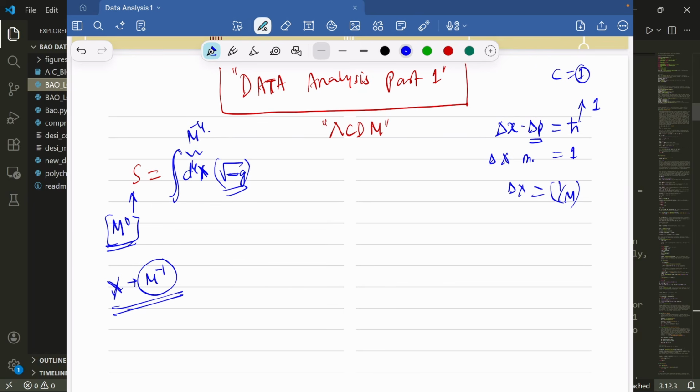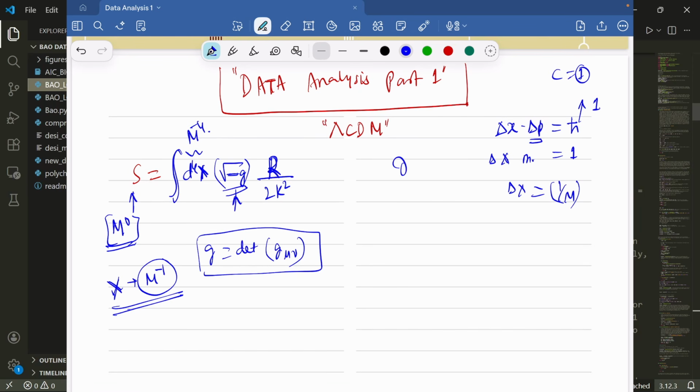This is how, because whenever we are constructing models, we have to be very, very sure about the dimension of the models, right? Dimension of each and every variable that we're using. So now the Einstein-Hilbert equation, that is R over 2 kappa squared. Okay, so g is the determinant of the metric, g mu nu. Now R is the Ricci scalar.